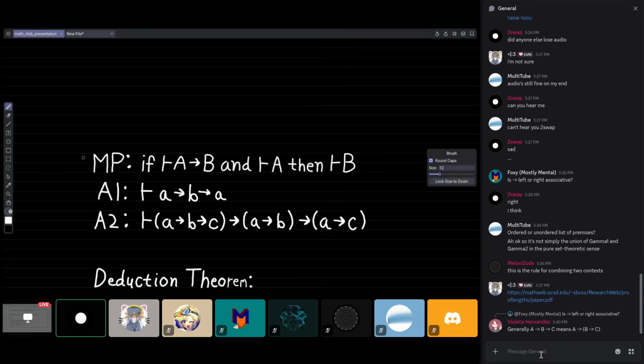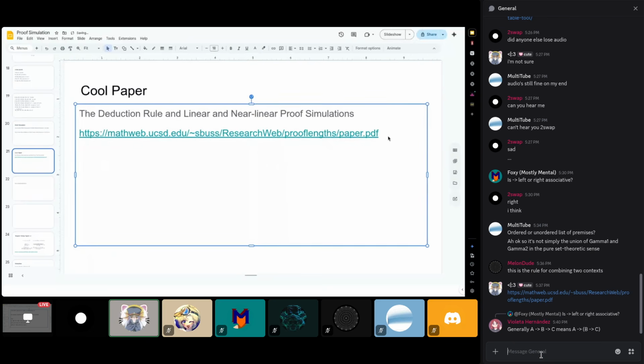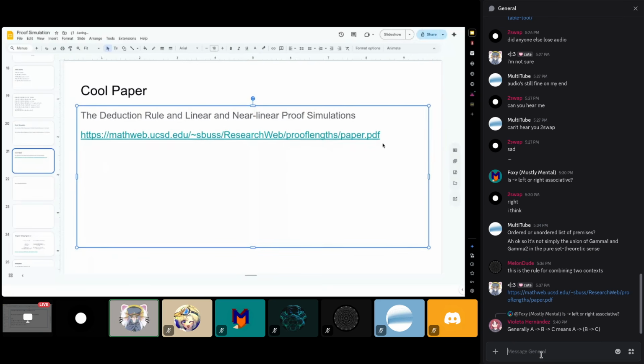When you say linear space, do you still mean linear proof length, or are we saying the actual algorithm? Oh, okay, gotcha. Linear proof length. The algorithm is also, well, you can come up with an effective way to do it that's also linear or nearly linear.